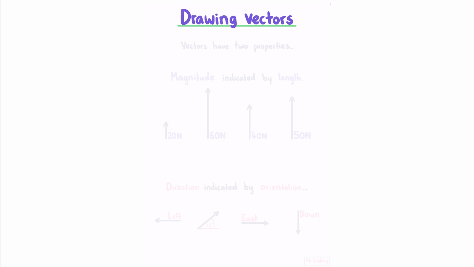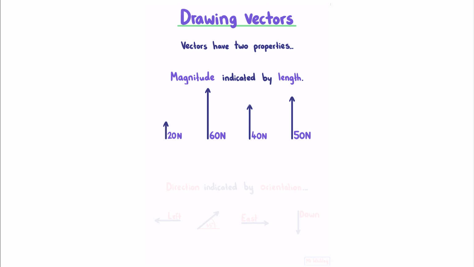Drawing vectors. Vectors have two properties. Magnitude, which is indicated by length. For example, we can have 20 newtons, which then, if we were to write 60 newtons, we would draw an arrow 3 times as long, and so on.